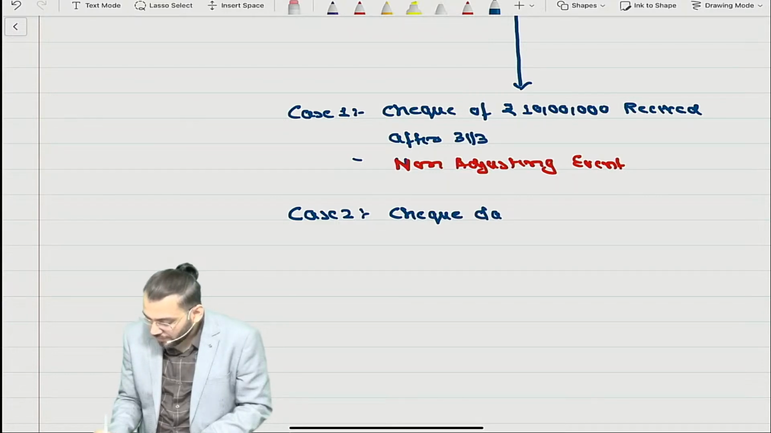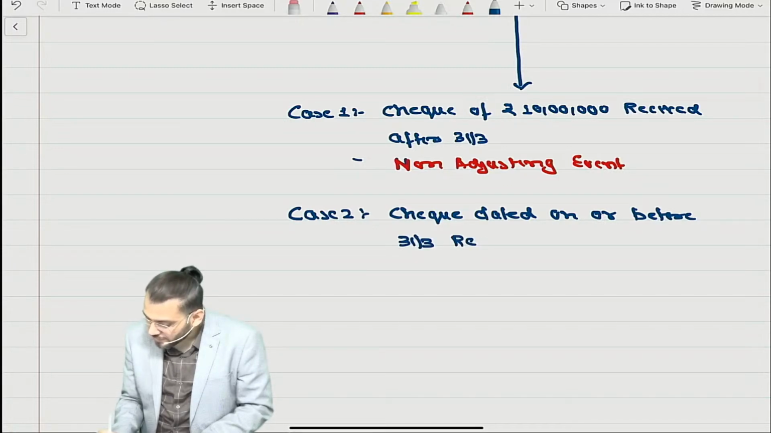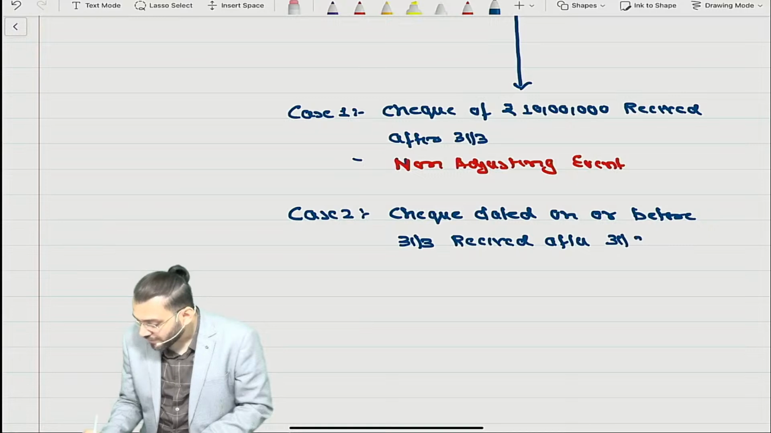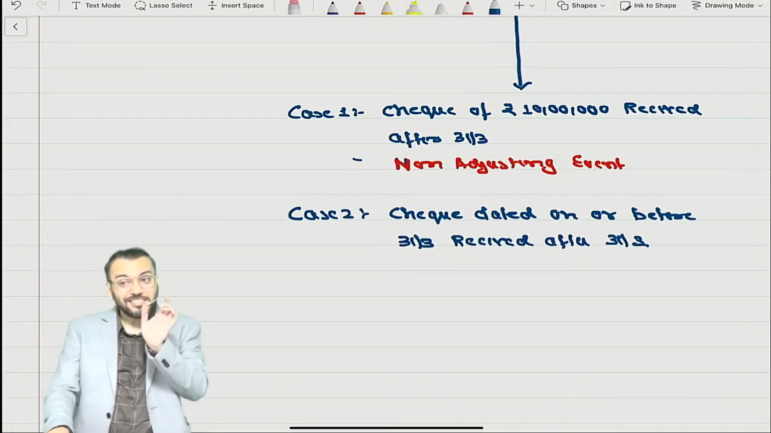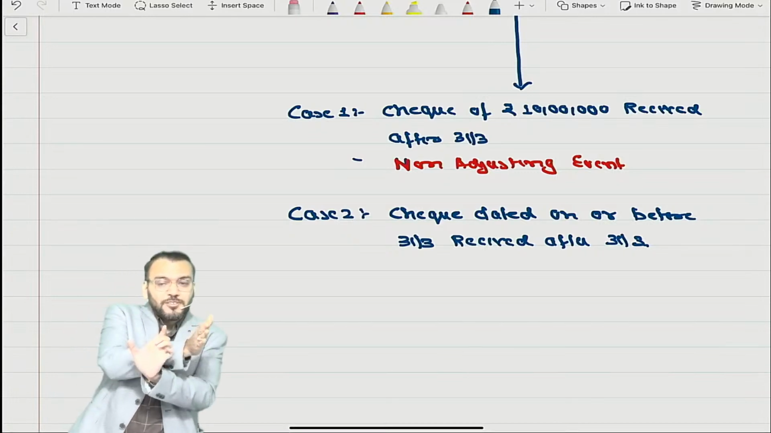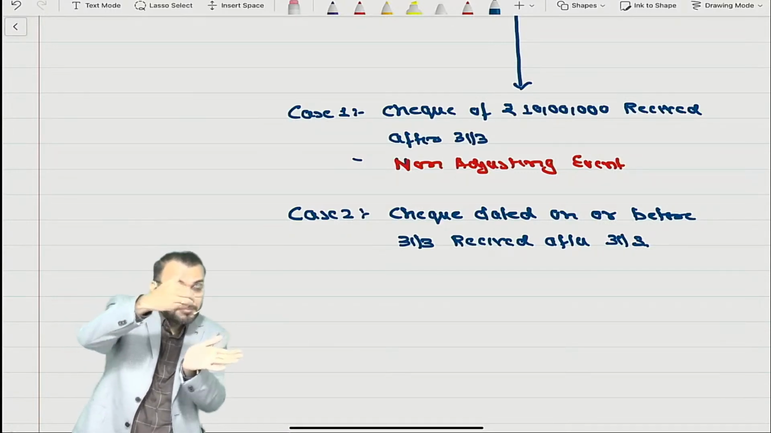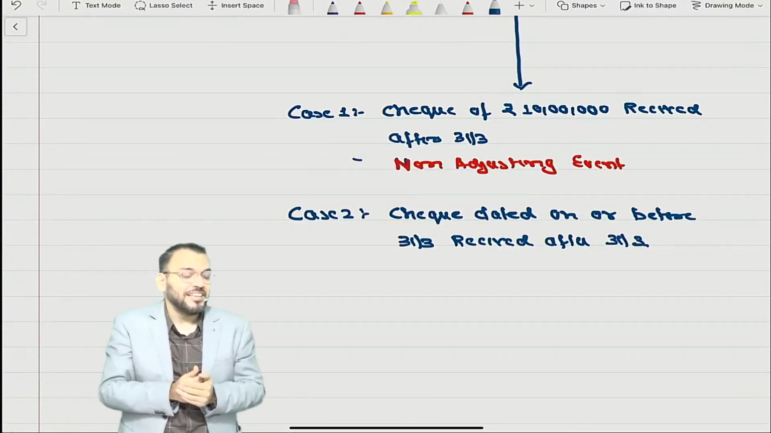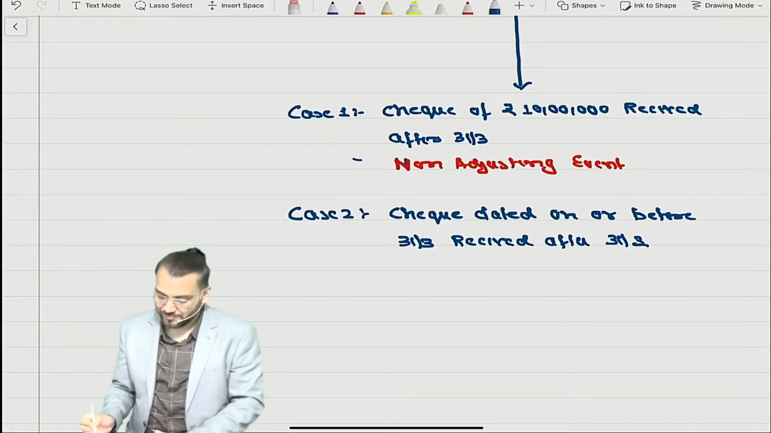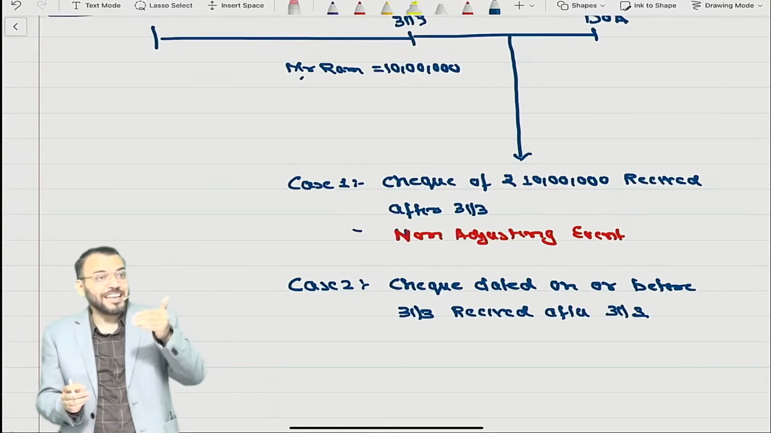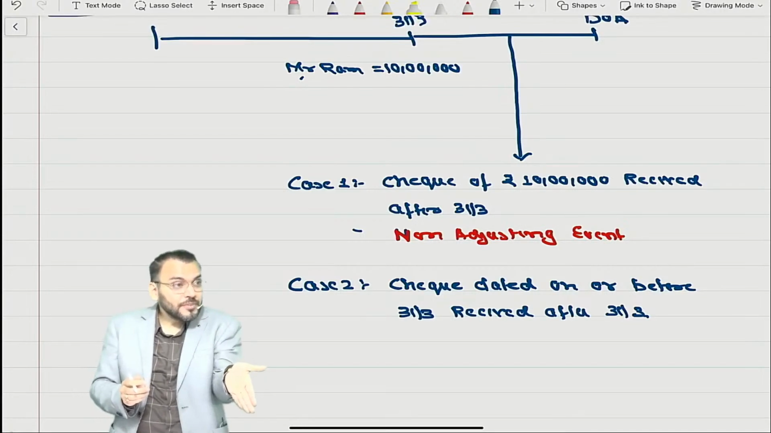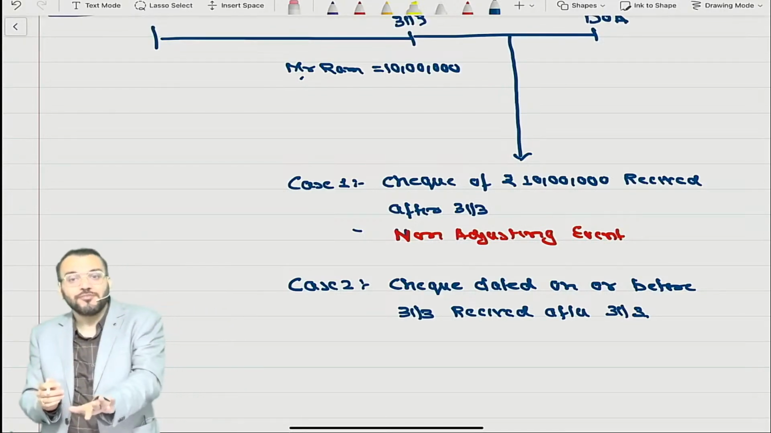Now, cheque dated on or before 31st March, received after 31st March. Have you understood this point? It means the date of the cheque is, say, 29 March, but it is received after 31st March. Adjusting or non-adjusting? Have you understood the question? You receive a cheque dated 29 March, but it was actually received after 31st March.